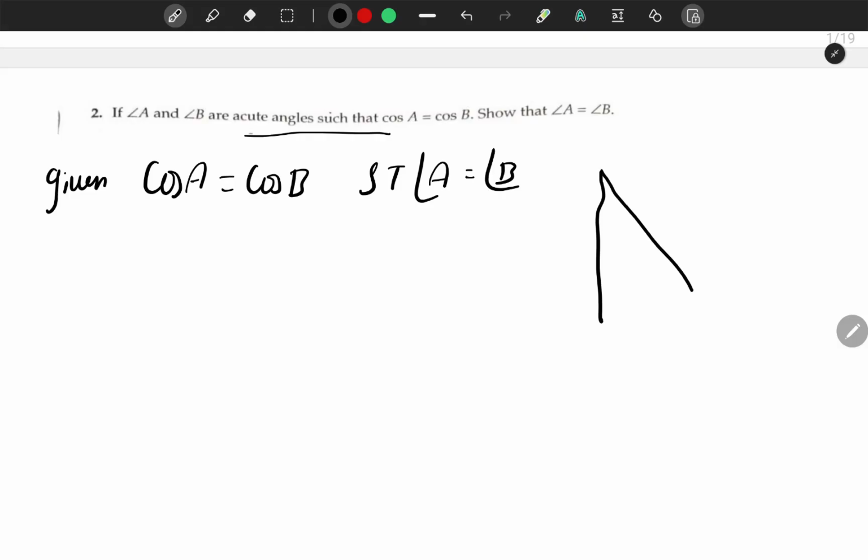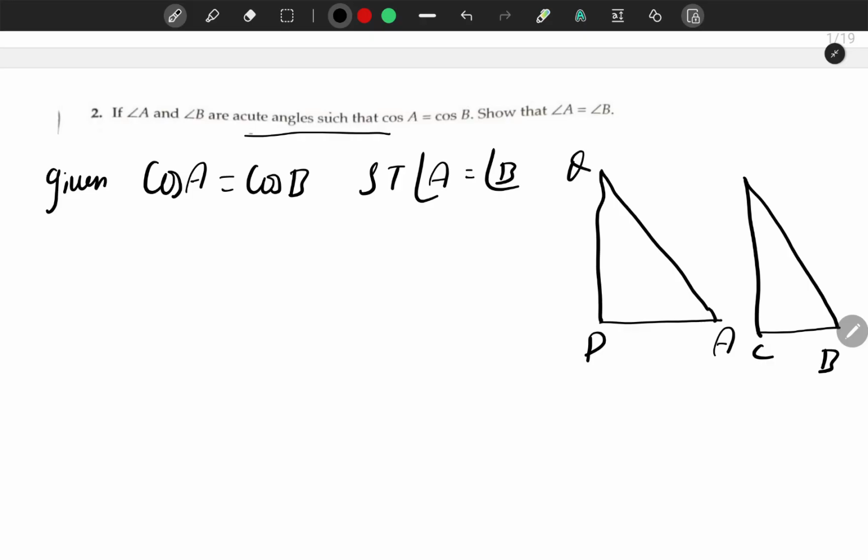Let us take two triangles, APQ and BCD. Hypotenuse is AQ and here hypotenuse is BD. We need to show that angle A is equal to angle B. Okay. So what they are given, cos A is equal to cos B. Cos A means adjacent by hypotenuse.